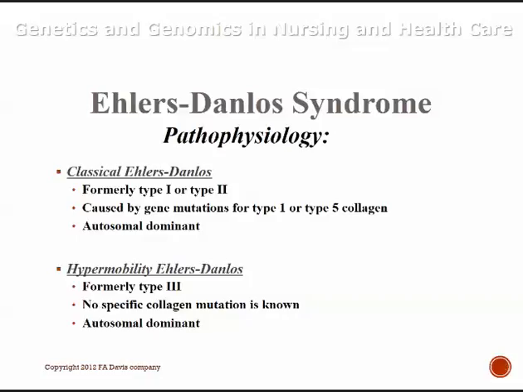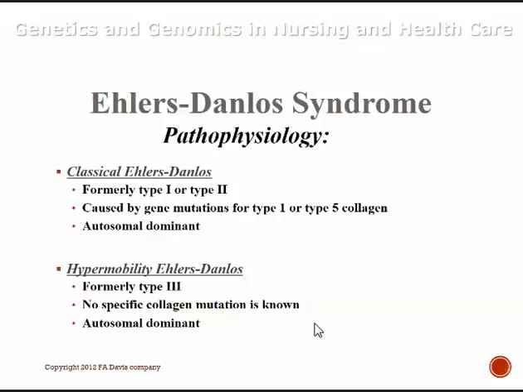The different types of Ehlers-Danlos, formerly type 1 or type 2, are caused by genetic mutations for type 1 or type 5 collagen. So remember, it gets a little bit confusing. There are different types of Ehlers-Danlos, but type 1 or type 2 was caused by a gene mutation for type 1 or type 5 collagen production. And you'll remember type 1 was your most common component of collagen for bones, dermis, tendon, and ligaments, and type 5 is connective tissue for skin, bones, and tendons, just to kind of reduce the confusion there.